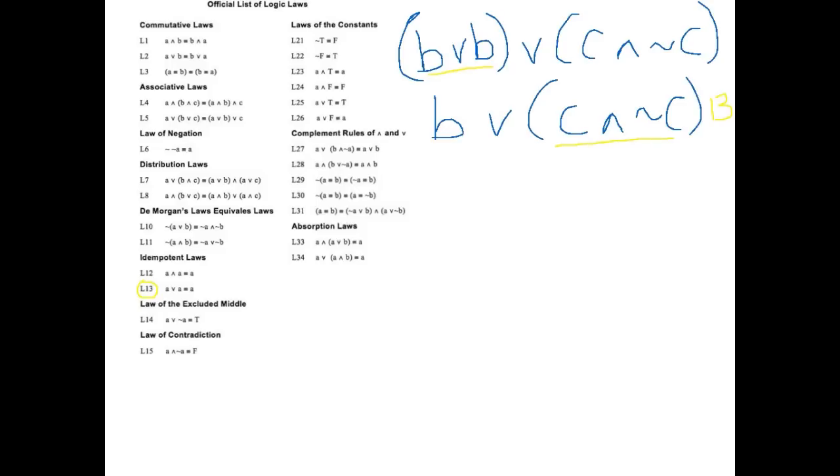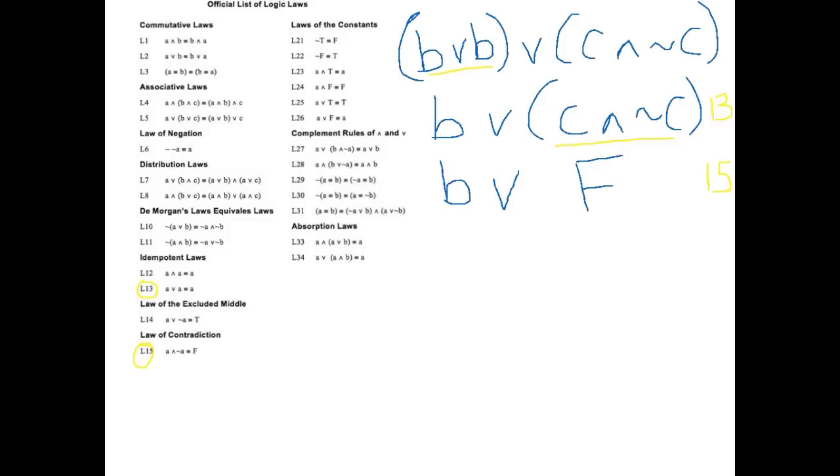C and not C. Let's see if we can find something that looks like that. And down here, we've got law 15, the law of contradiction. So if you're anding a variable and its not, it's never going to be true, because if one is false and the other is true, they're not both true, and the other way around. So with the not of itself, it can never be true. So law 15 is the next step. And that means that we're left with B or false.